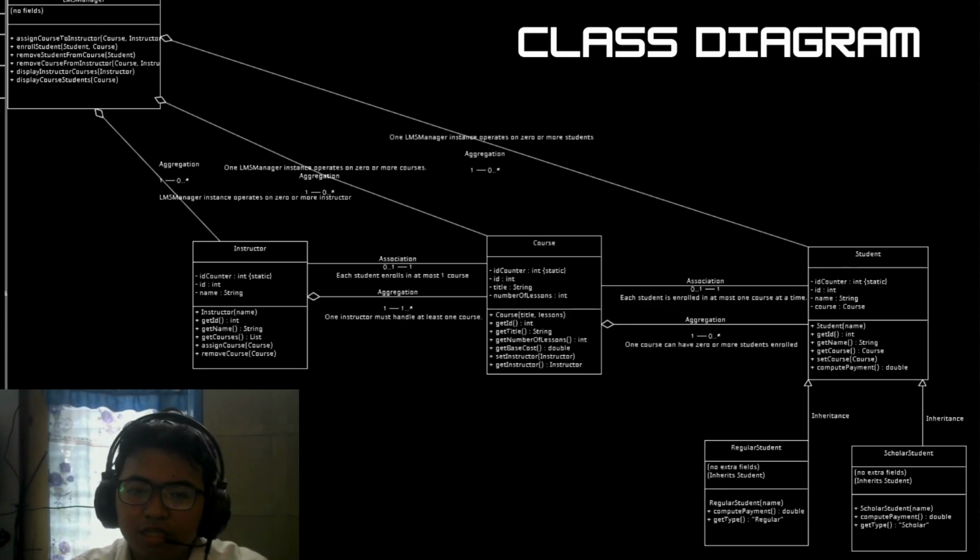Then next class is the instructor. It handles courses. One instructor can manage one or more courses. Then next is the course class, which has one instructor and can have many students. Then the fourth class is the student class, which can enroll in only one course at a time.